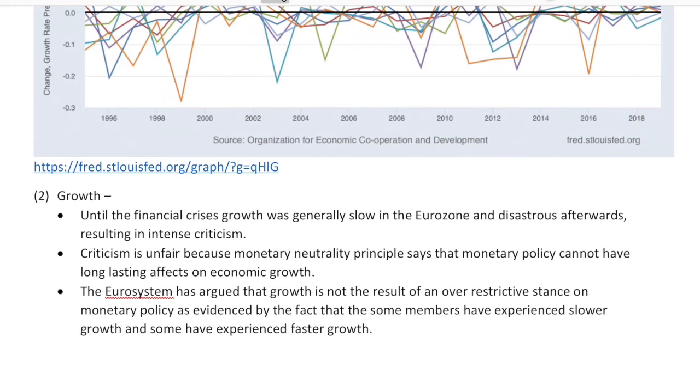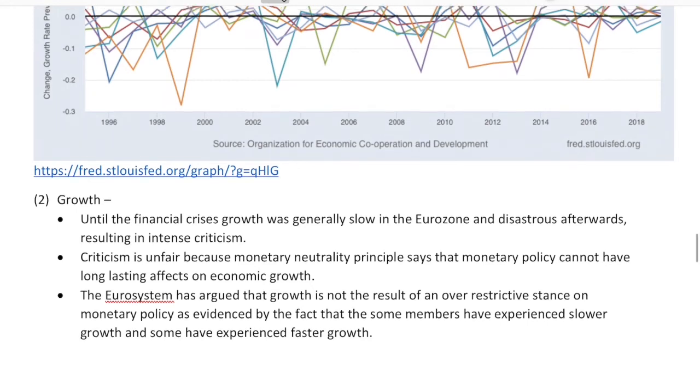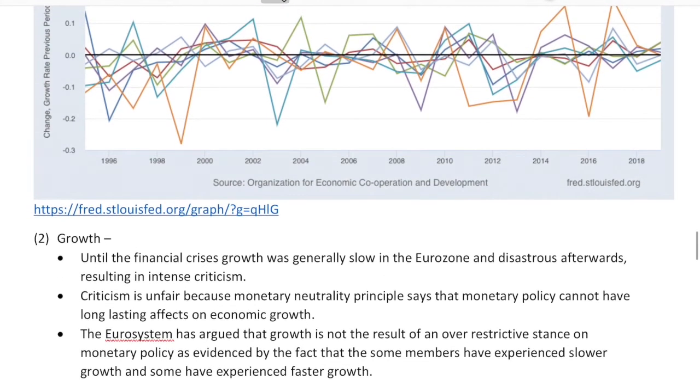Secondly, now we talked about inflation, let's talk about growth. Until the financial crisis, growth was generally very slow in the Eurozone and it was all over the place. Some countries grew faster than the others. But after the adoption of the euro as a common currency, growth was still terrible. And this led to intense criticism. The criticism was, oh, adoption of the euro has caused a decline in growth.